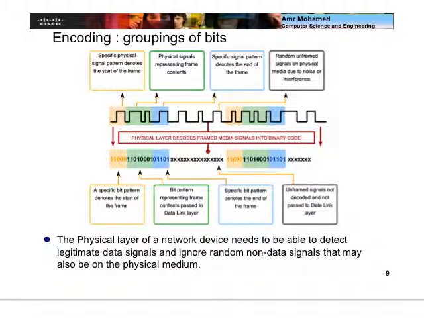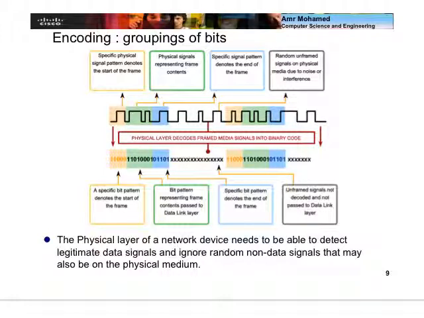Okay, so what about the encoding? This is enough about the signaling. We talked about signaling, and we discussed the 3 forms of signaling, whether we vary the amplitude, the phase, or the frequency. We talked about one example for varying amplitude and one example for varying phase. We didn't talk about any example for varying frequency.